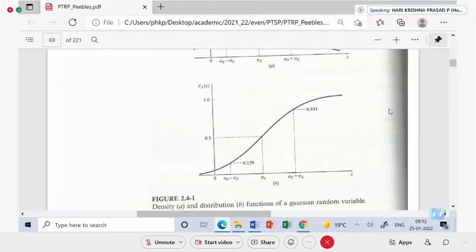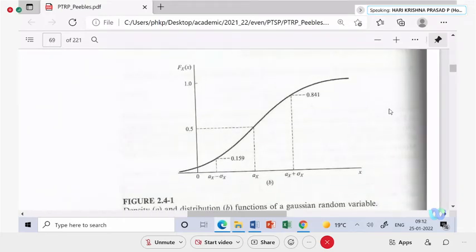And in this you see, for distribution function, when small x equal to ax, so where is ax? Along x-axis, in the lower figure, you need to identify ax. What is the value of the distribution function? It is 0.5.